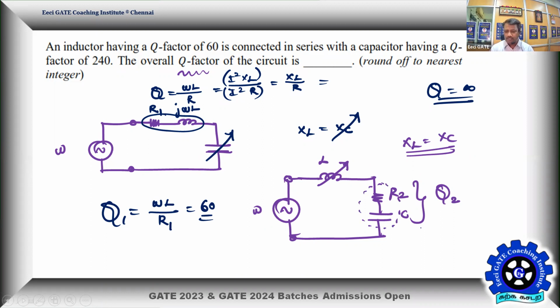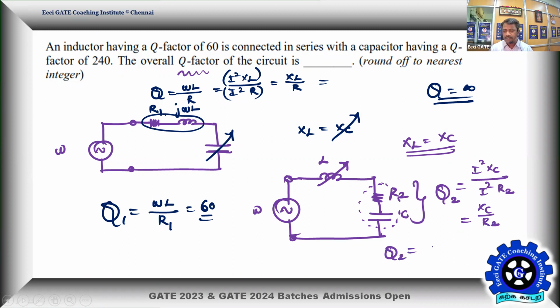Okay, so again, what is the quality here? Q2 is going to be I square into Xc, that's the reactive power, divided by real power, that is I square into R2. So I square will get cancelled, and it's going to be Xc by R2. That's the quality factor of your capacitor.